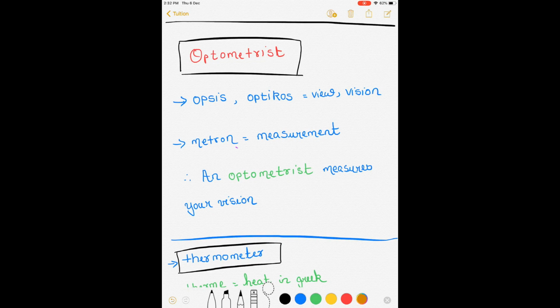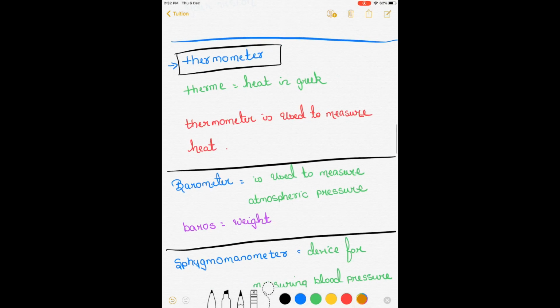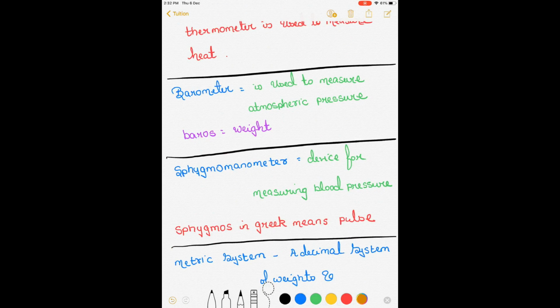Optometrist. Now opsis or opticos means view or vision, and metron means measurement. So opto basically means vision, and meter means you're measuring the vision. So optometrist measures your vision. Thermometer, metron means to measure. What is therm? It is heat, so measurement of heat is done by thermometer.